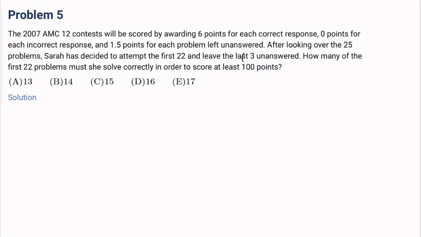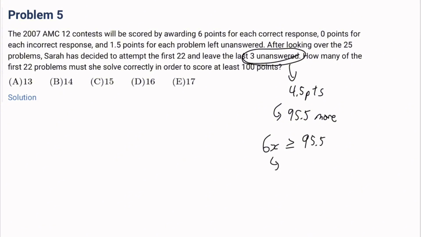Okay, so since she has left 3 unanswered, that means she will get 4.5 points, right? And then she wants at least 100 points, so she needs 95.5 more, right? And 6 points is each correct, so if she got x correct, then 6x must be greater than or equal to 95.5, and the least x is 95.5 over 6. This is 15 point something, so x is going to be equal to 16. So the answer is 16.